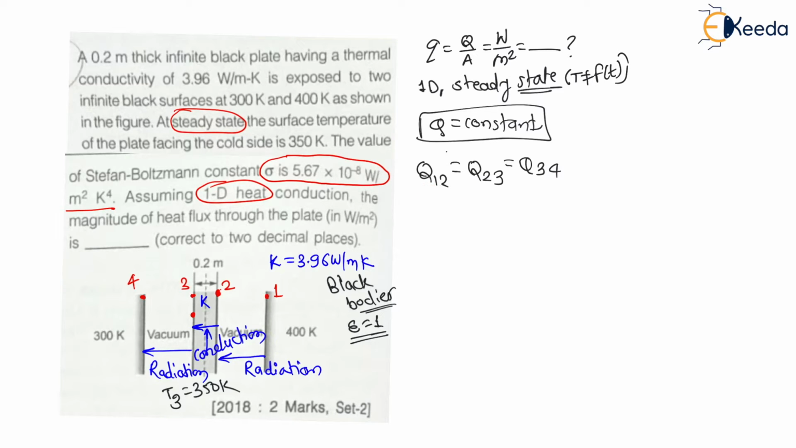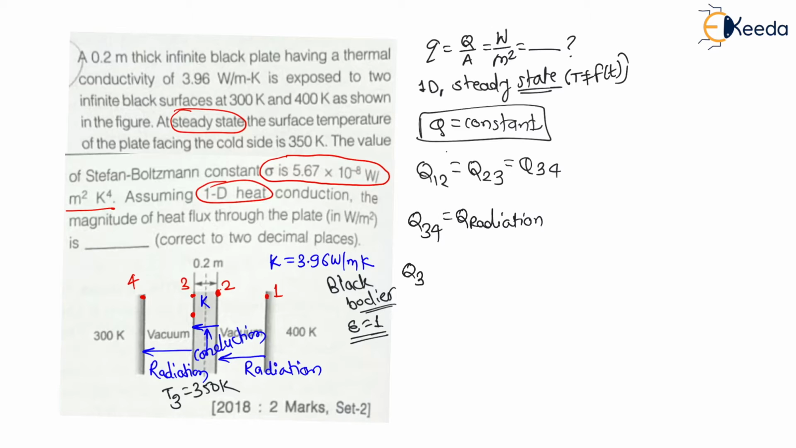Because if I use 1 to 2, here T1 is known but T2 is unknown. If I use 2 to 3, then T2 is unknown but T3 is known. But for 3 to 4, both temperatures are known. And between 3 to 4, there is a heat transfer by radiation. Therefore, my dear students, here we can write the heat transfer between 3 to 4 is nothing but heat transfer by radiation between 3 and 4.